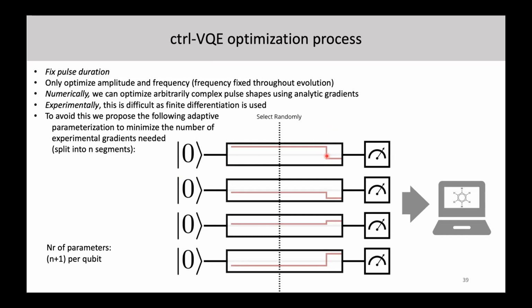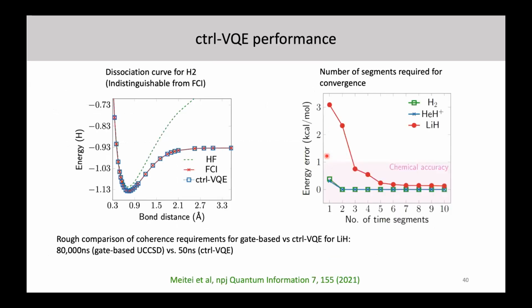We again randomly pick a point to split the pulse. We split it, we let the amplitudes be optimized independently, and we keep going. So this provides an adaptive algorithm that's purely control-based. And we can keep repeating this until we find convergence. We did this for a few different small molecules, including H2, lithium hydride, and so on. And we find that we can systematically reach chemical accuracy very quickly using very few time segments.